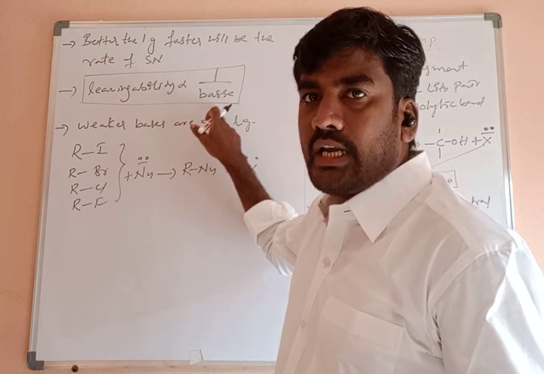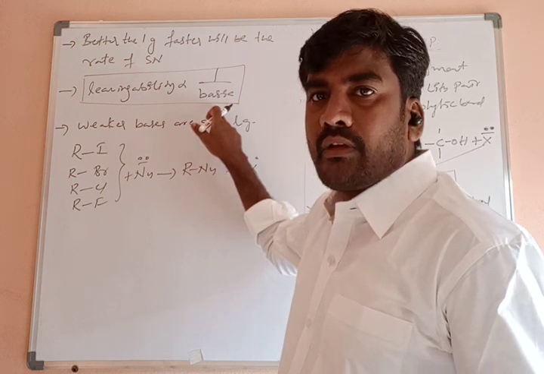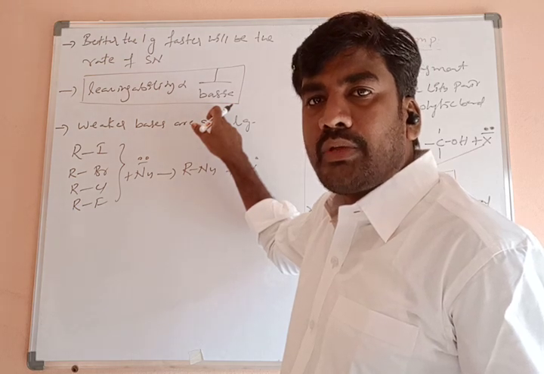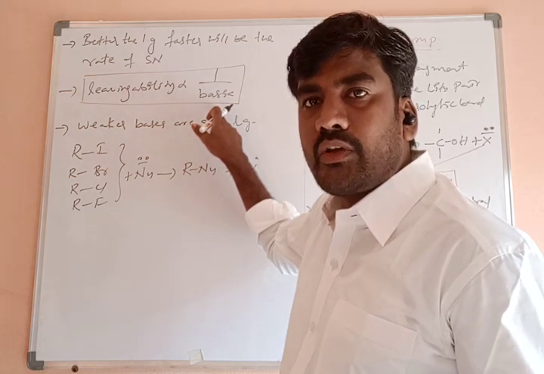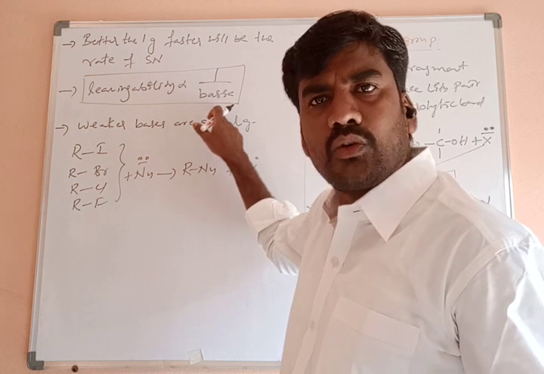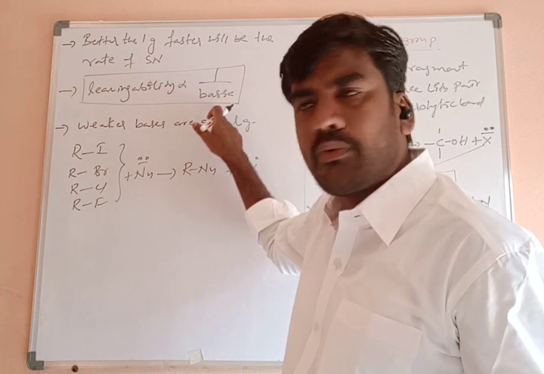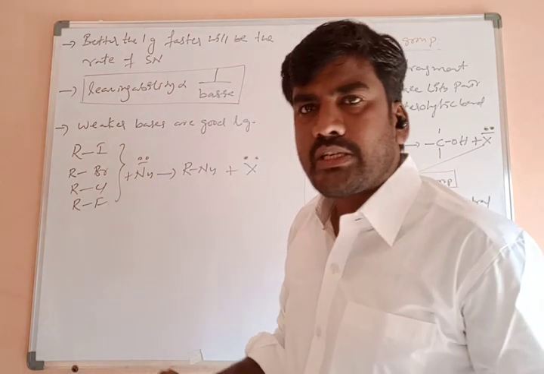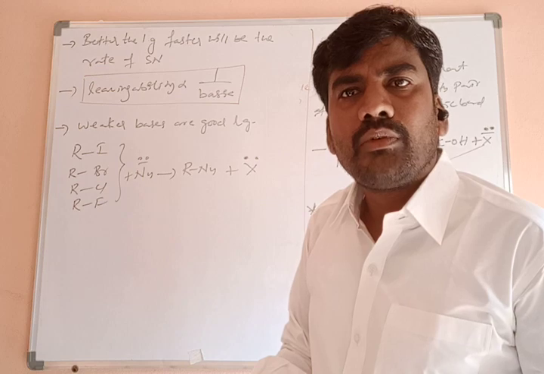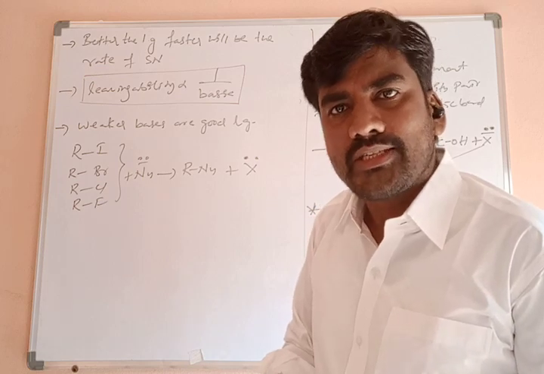of the halide ions. Poor basic character means weaker bases are good leaving groups. Among the halide ions, for example, I minus is a weaker base, so it is a good leaving group. F minus is a stronger base, which means it is a poor leaving group. Clear? Inversely proportional to the basic character.